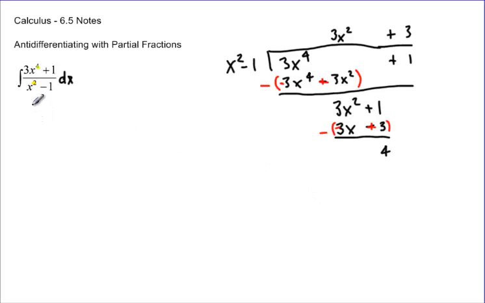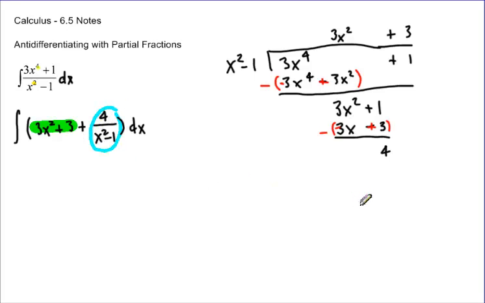So what am I really taking an integral of? I'm really integrating 3x squared plus 3 plus 4 over x squared minus 1. This is what I'm really going to integrate. And that's okay. This is not a problem. The first two pieces will integrate very nicely. We've done a lot of these types of integrations already, and so finding the antiderivative of these two is not a problem. The problem is the last part.